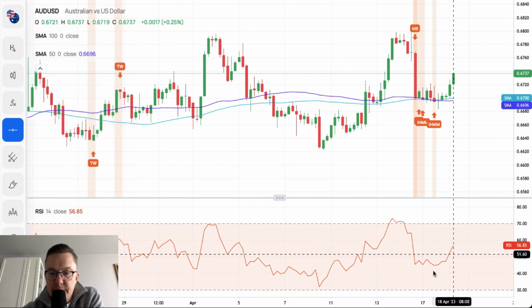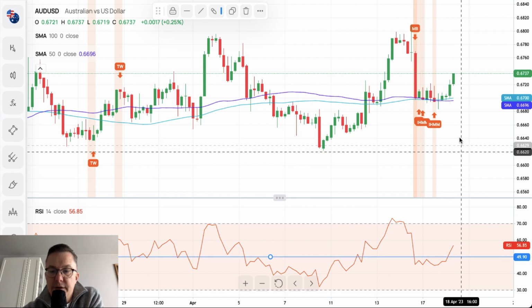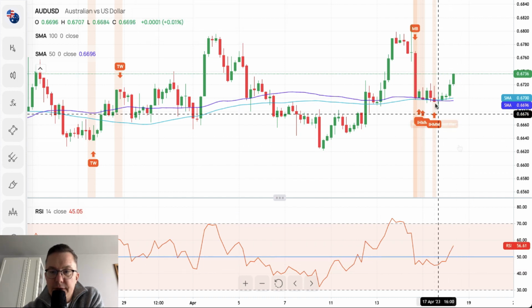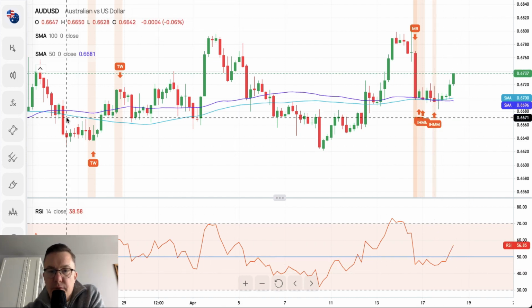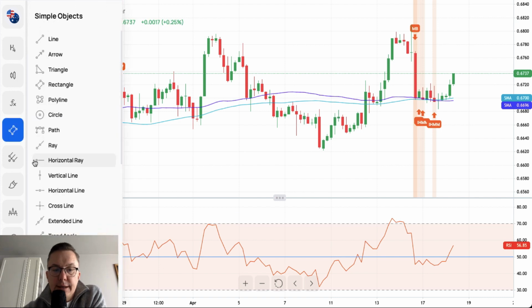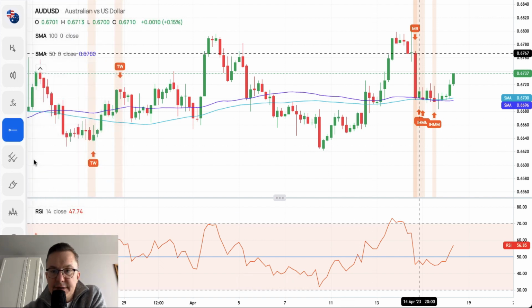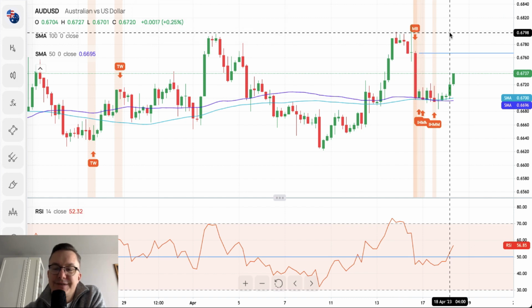Let me just point out the 50 level. There you go. This is, let's say, the 50 level. We broke above the 50 level. Right now we are approaching the technical resistance. The technical resistance is located at the level of 0.6767, so 6,767 pips.